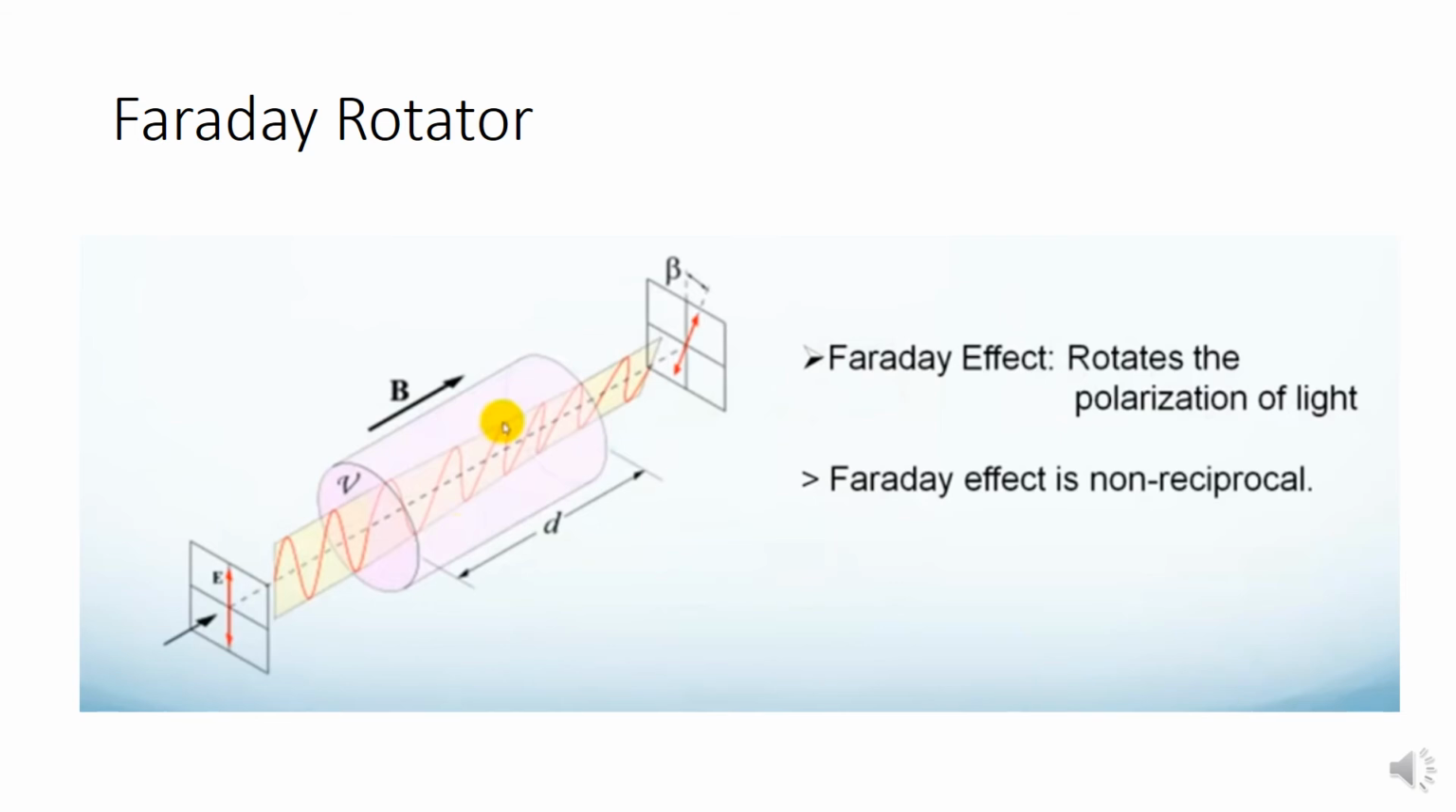Faraday rotator. Let's try to understand what a Faraday rotator is. This Faraday rotator is based on the principle of the magneto-optic effect, and it is an optical device which rotates the polarization of light due to this effect, and this is non-reciprocal. In this figure we can see that at the input side the light has a vertical polarization, which is represented in red color. After passing through the Faraday rotator, the polarization of light is rotated by a certain angle.